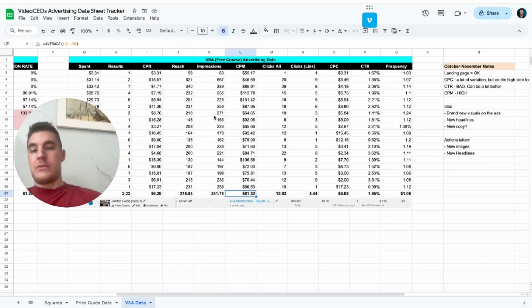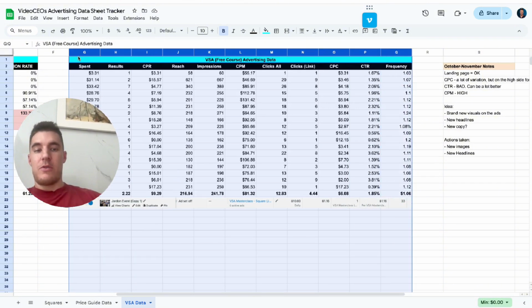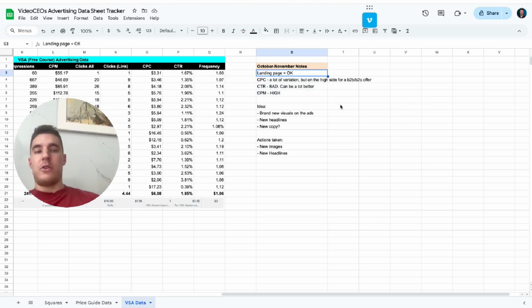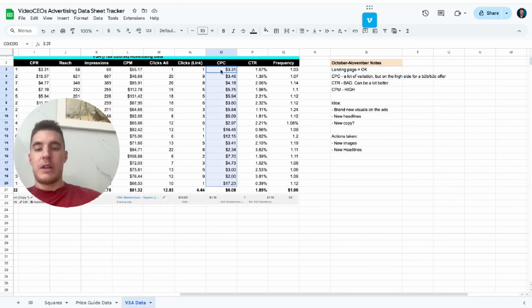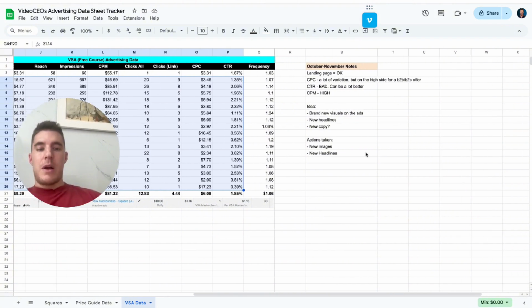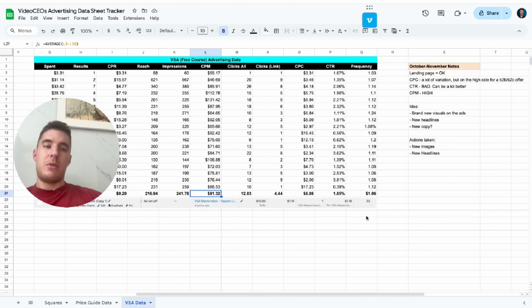And so just like before, I took a screenshot of all of this, gave it to ChatGPT, asked for some recommendations. And just before I did that, I kind of came up with my own conclusions, which was the landing pages are okay. It's not good, it's not bad, it's just okay. Cost per click, there's a lot of variations in the cost per click. So it's quite tough because of the variables in these stats, but it's on the high side for a B2B/B2C offer. The click-through rate, really low, really bad. So can do a lot better with the click-through rate. And the cost per impression is super high, especially with an offer like this.